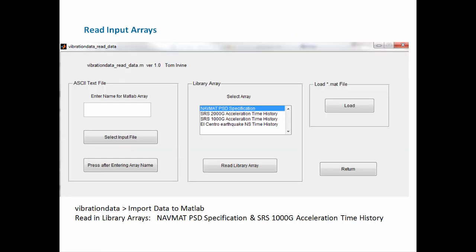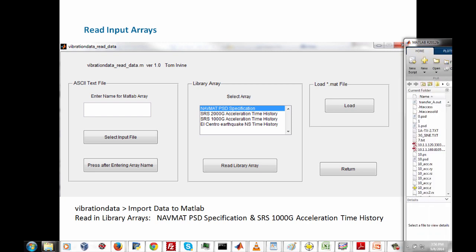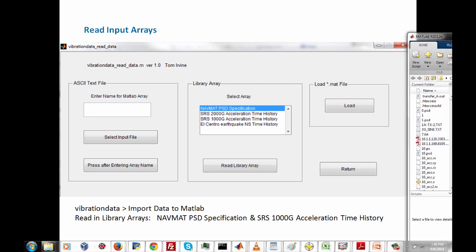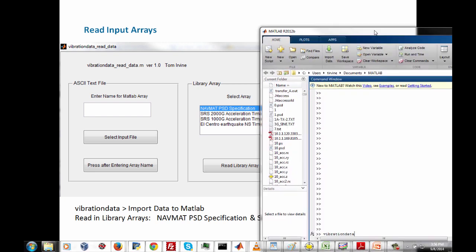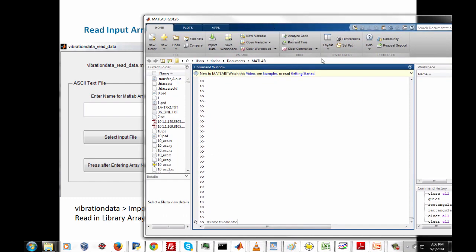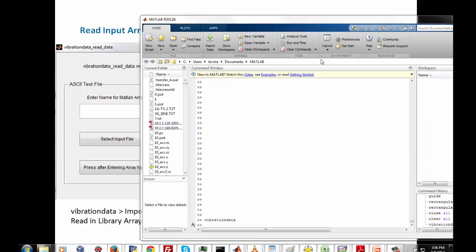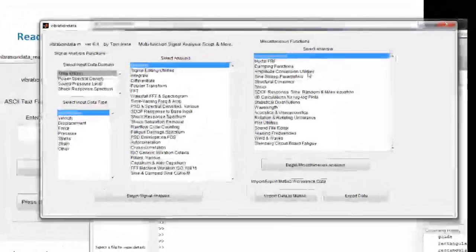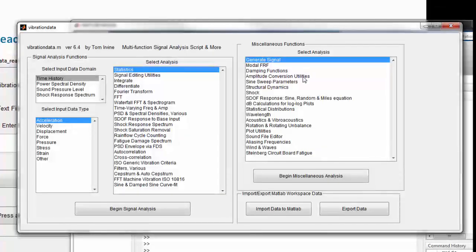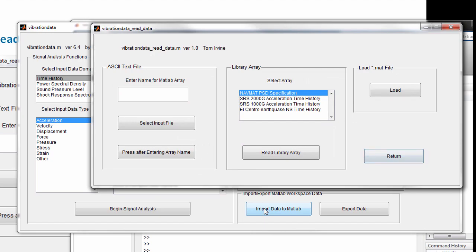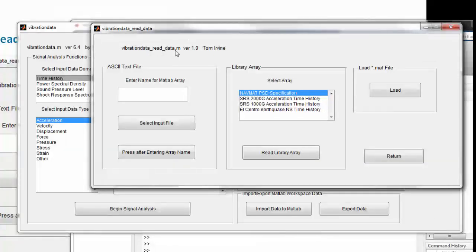So let's go to our vibration data GUI package, and I've got a new feature to show you this week. I'm going to the Matlab workspace to vibration data, and this week we're up to version 6.4 and rising. Let's go to import data to Matlab here. This read data function, we've actually used it before, but I've modified it a bit.